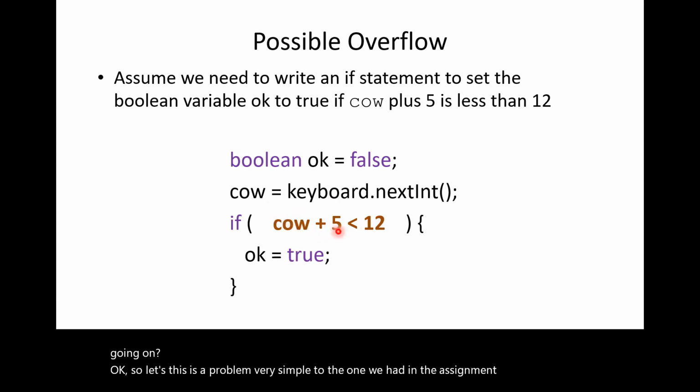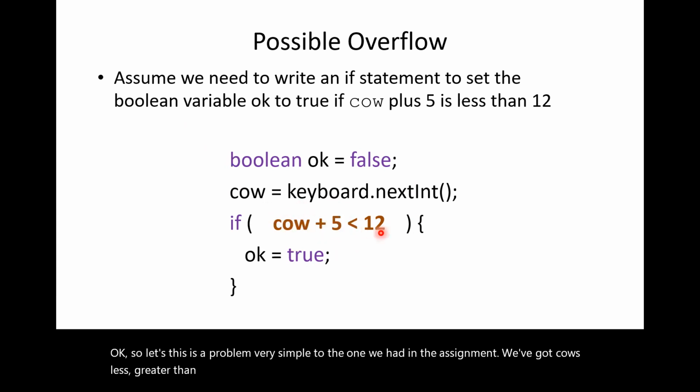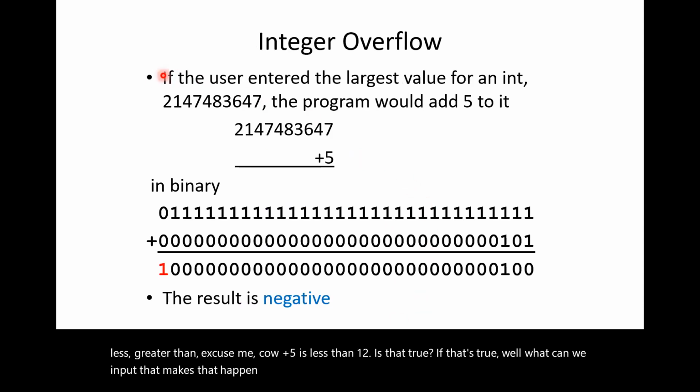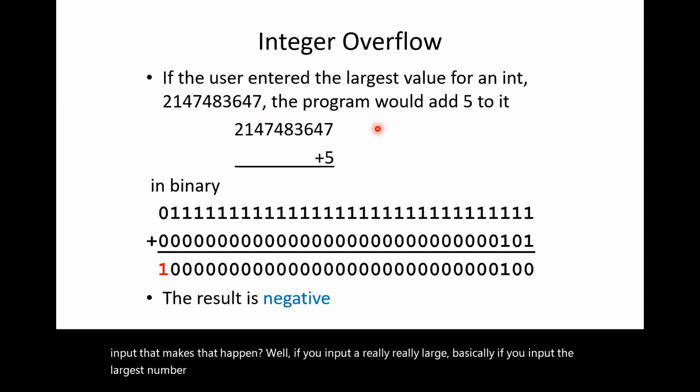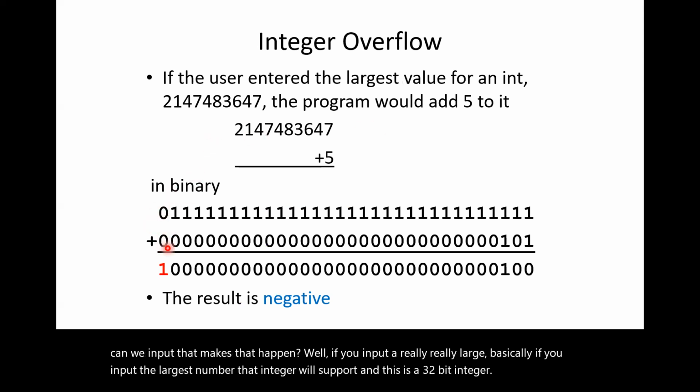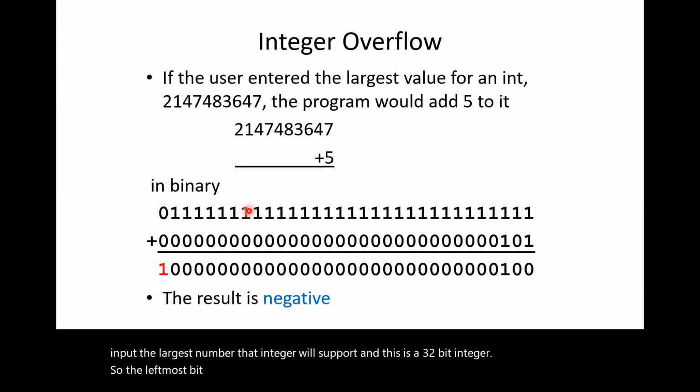Okay, so this is a problem very similar to the one we had in the assignment. We've got: is cow plus 5 less than 12? Is that true? Well, what can we input that makes that happen? Well, if you input basically the largest number that that integer will support, and this is a 32-bit integer, so the leftmost bit, the most significant bit, is the sign bit.